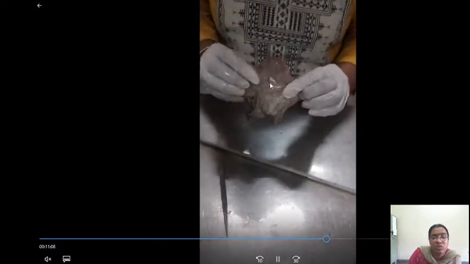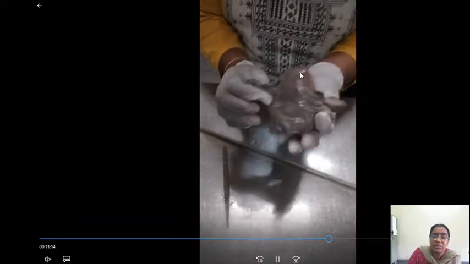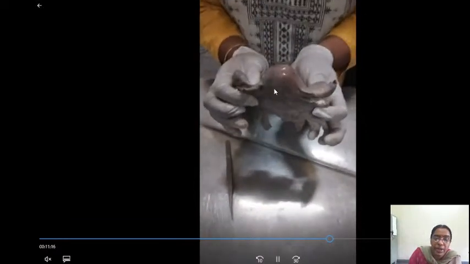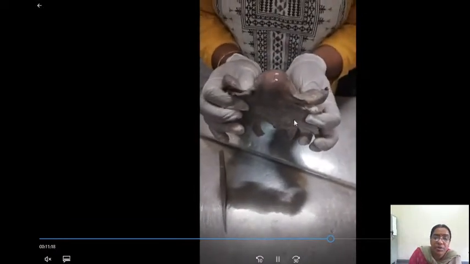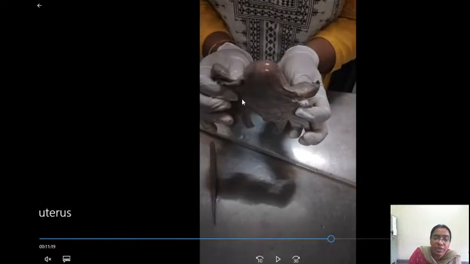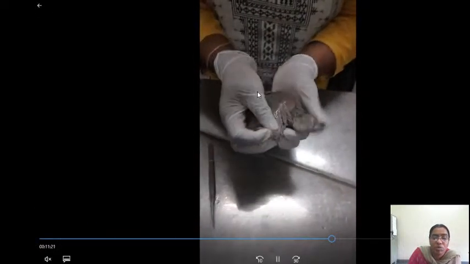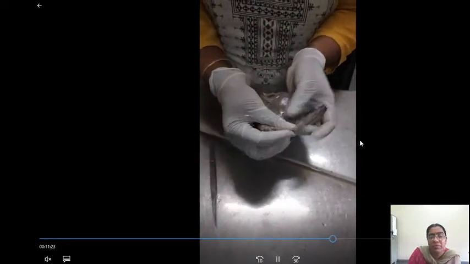This surface is also called the vesical surface. The posterior surface is also called the intestinal surface. When you come to either side, these are called the lateral border. On the lateral border you can see the attachment of the broad ligament, which extends from the lateral border of the uterus to the pelvic wall.